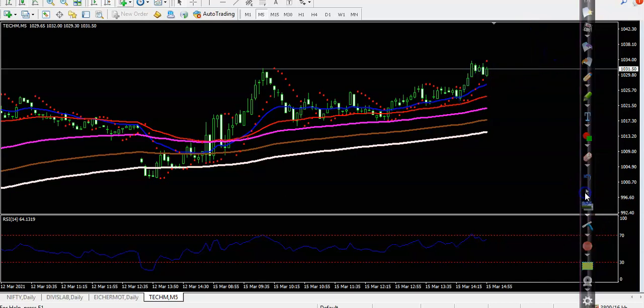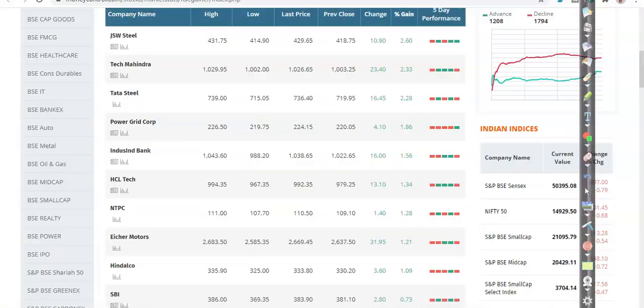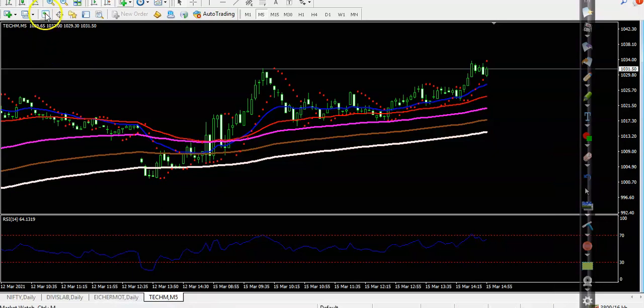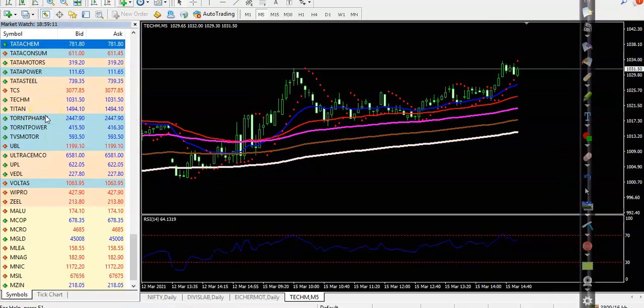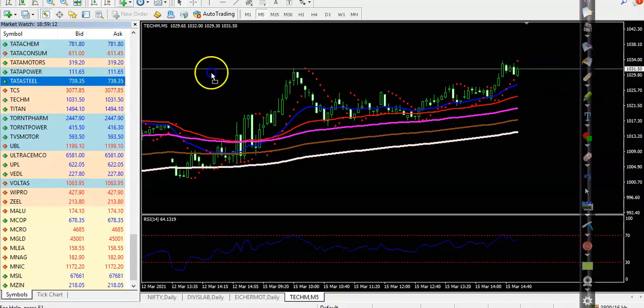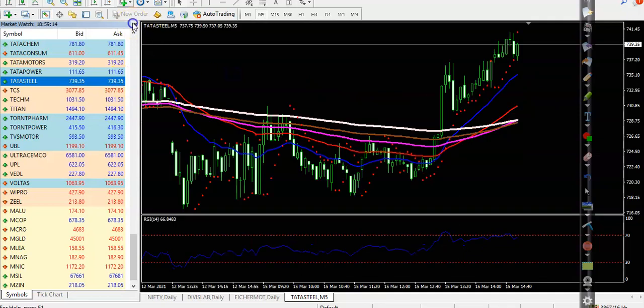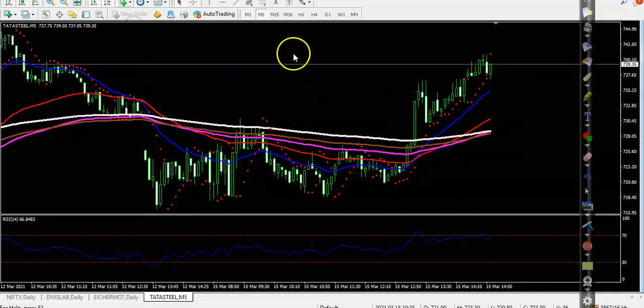And another one, let's see another one, Tata Steel. Okay, Tata Steel, this one. Alright, they're creating a new high.